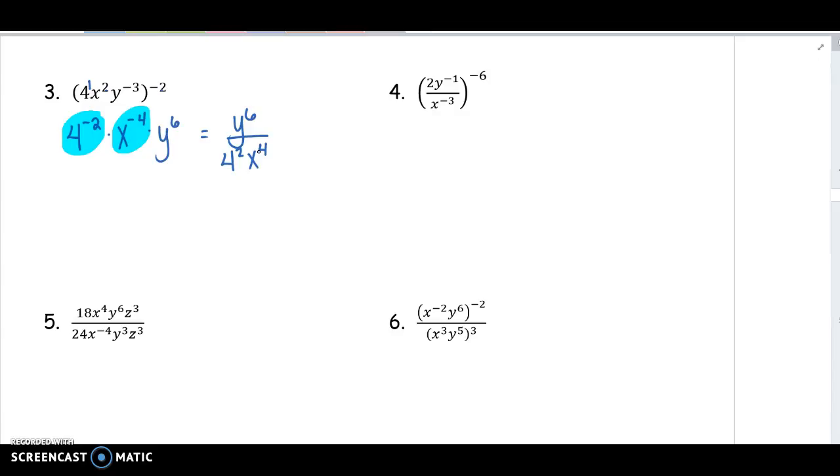This particular example has both numerical bases and variable bases. If you have a numerical base like 4 and a variable base like x, y, whatever, in the same problem, definitely do the computation. So what is 4 squared? 16. So this is y to the 6th over 16x to the 4th.